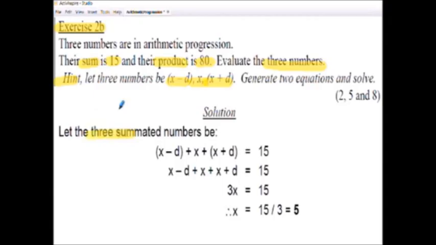So let's consider the three summated numbers here. From the above format that will be x minus d plus x plus x plus d. Those are our three numbers. They're equal to 15, we're told. Now, I don't need the brackets in this case. If you take the brackets away, x minus d plus x plus x plus d equals 15. If you add up the x terms together, you'll get 3x, and you can see that the minus d and the plus d cancel. So 3x is equal to 15. Simply dividing both sides by 3, I get x equal to 15 divided by 3, which is 5.